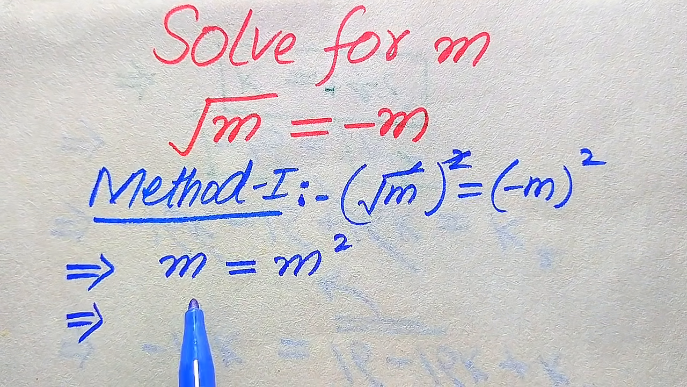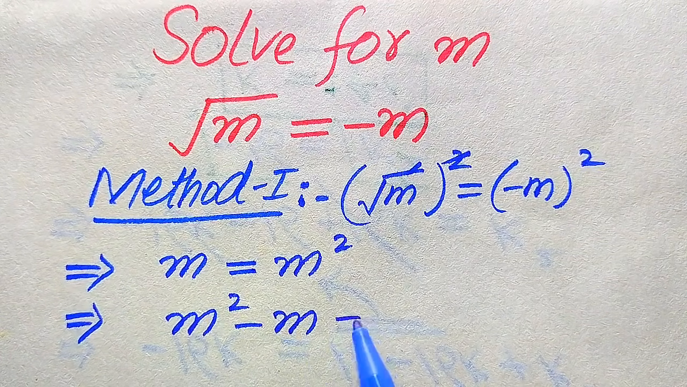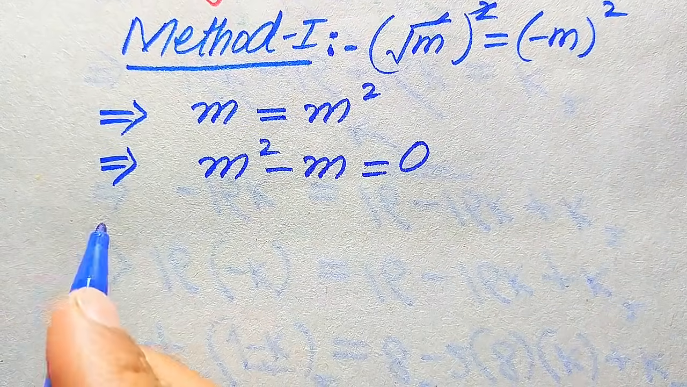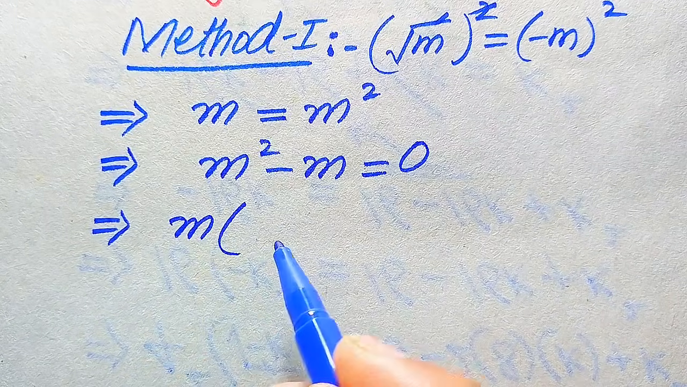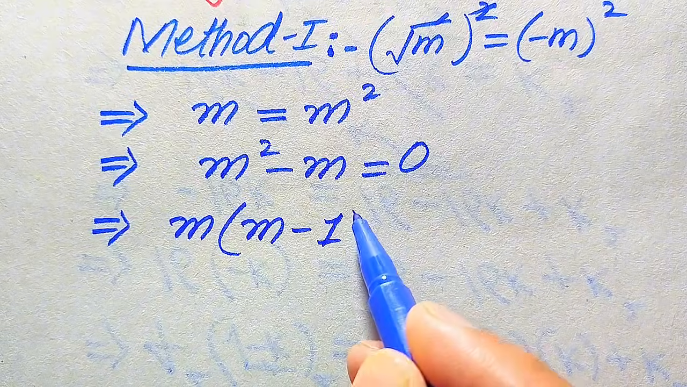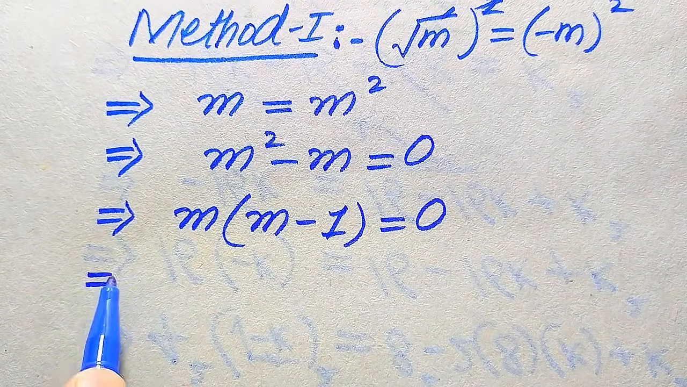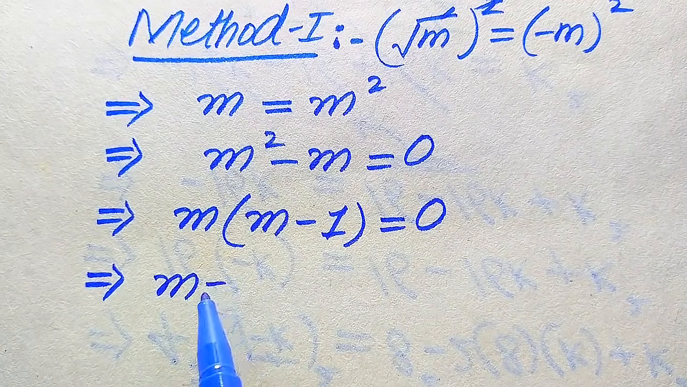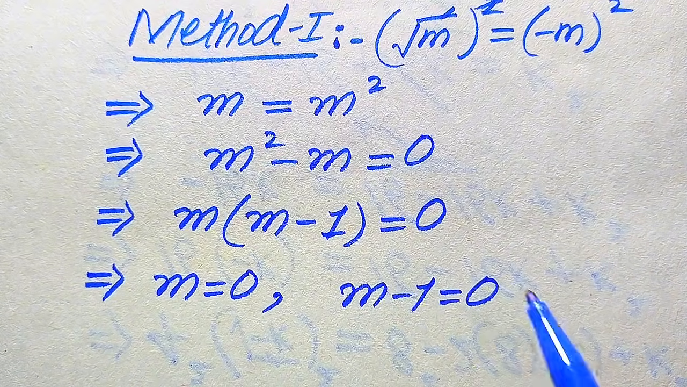Now in the next step, we move this m to the right-hand side, and it is written as m squared minus m equals 0. Further, you see both of these terms involve m, so we take m common from here, and when we take m common, the remaining factor is m minus 1, and this whole expression equals 0. Now in the next step, we divide this equation into two cases. The first case is m equals 0, and the second case is m minus 1 equals 0.